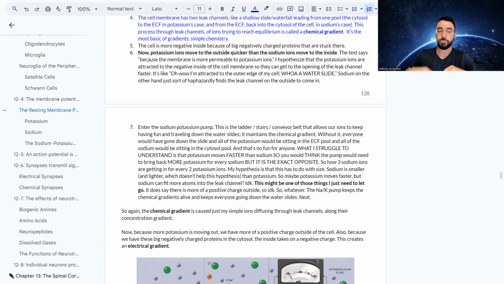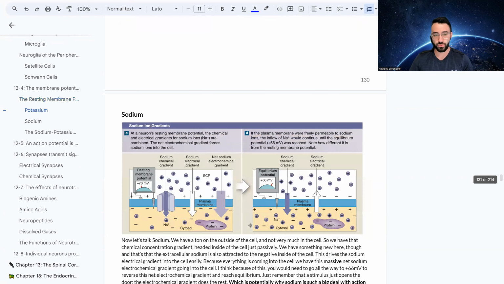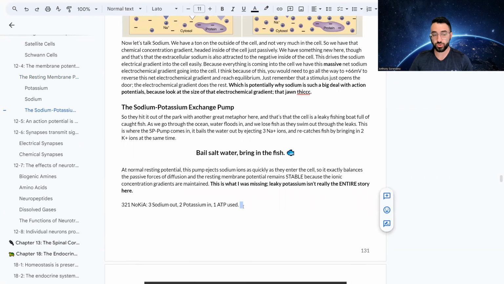So we have the sodium potassium pump, and enter one of the most infamous mnemonics in all of pre-med, which is 3-2-1 Nokia. What this stands for is 3 Na out, sodium out, 2 K in, which is potassium in, for 1 molecule of ATP, which we're not really getting involved in with ATP here.